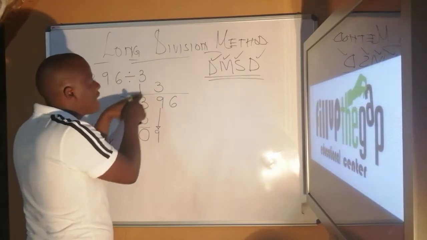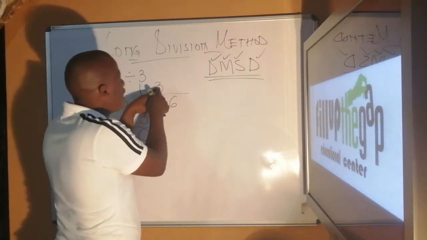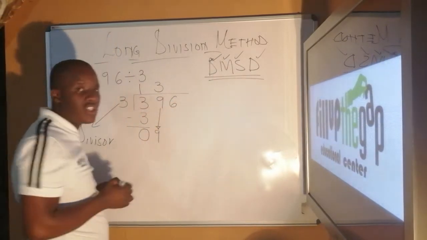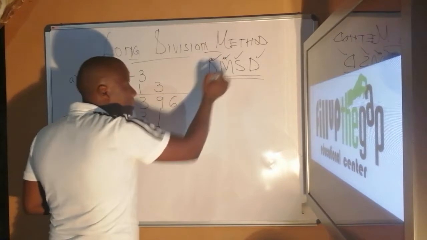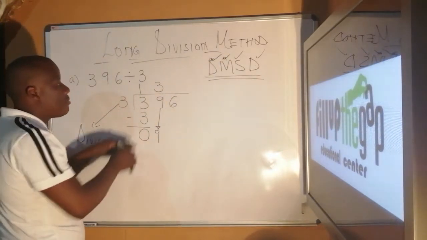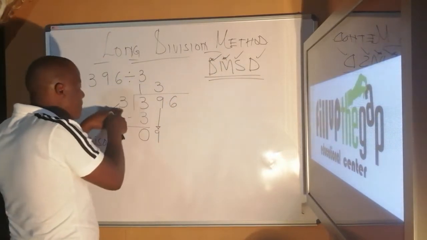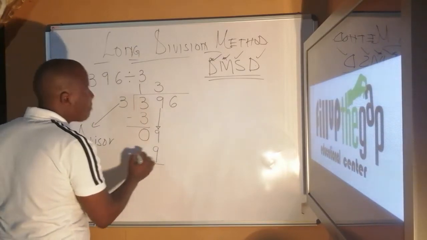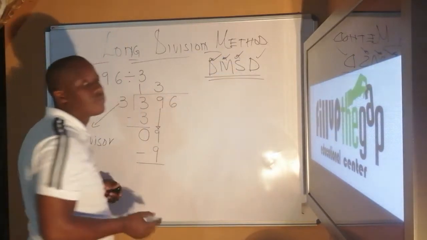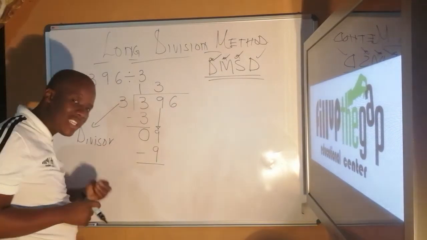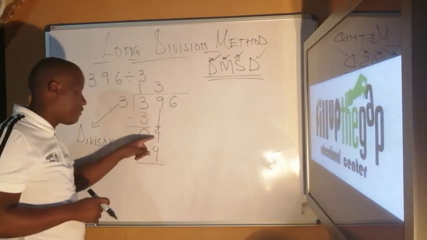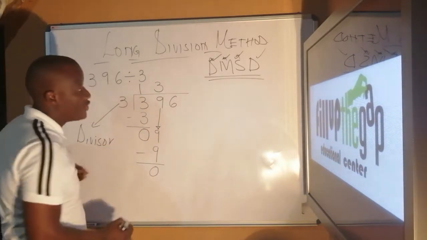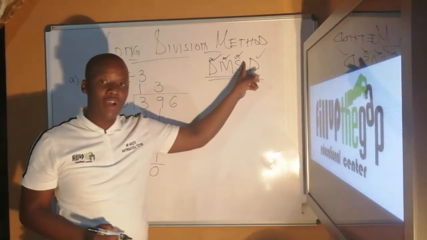It's 3. The answer, we write it at the top. And it becomes what? 3. So we are done with division. We are going to multiplication now. What is it that we multiply? We multiply this 3 by this 3, and it's going to be 9. Then, after multiplying, we are going to subtract. We subtract this from this, meaning that it's going to be 9 minus 9, and it's going to be 0.